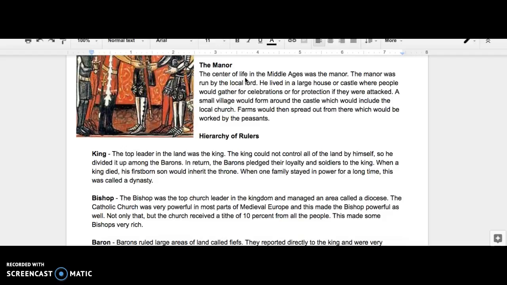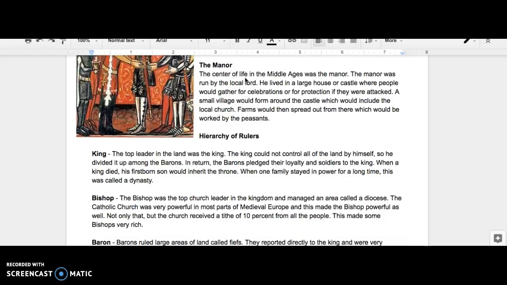Hierarchy of rulers. King. The top leader in the land was the king. The king could not control all of the land by himself, so he divided it up among the barons. In return, the barons pledged their loyalty and soldiers to the king. When a king died, his firstborn son would inherit the throne. When one family stayed in power for a long time, this was called a dynasty.